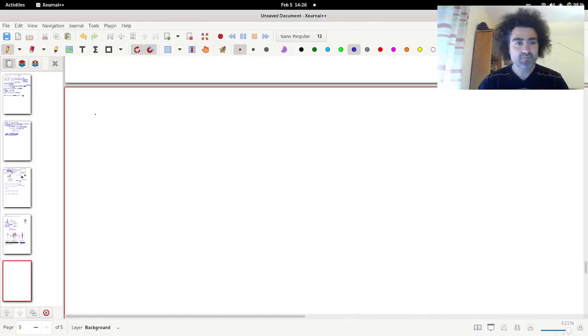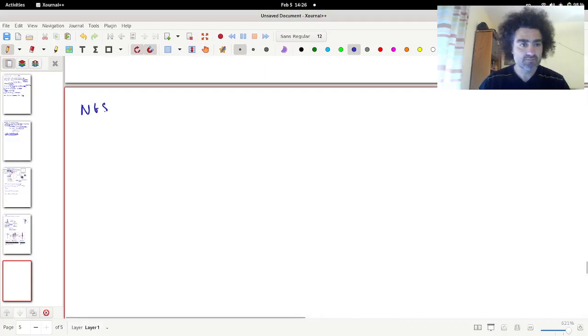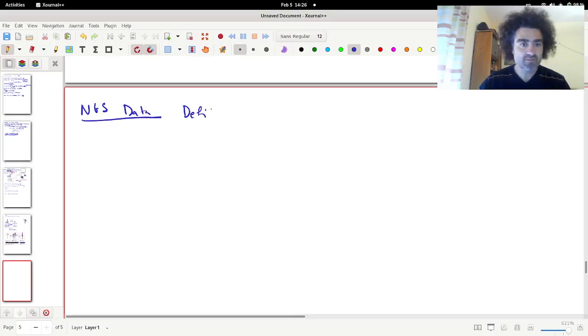Okay, now let's see some details. So NGS data, to give some definitions and describe a bit the process, in order to know during the class what I will talk about.